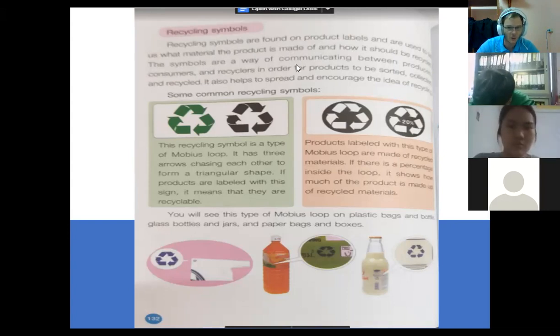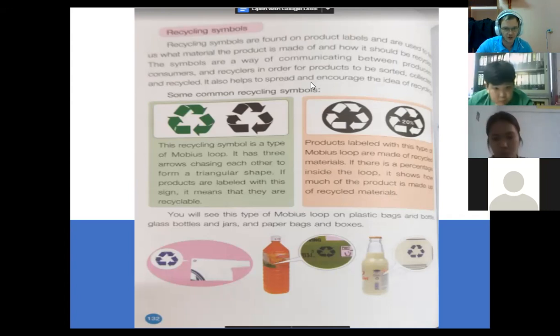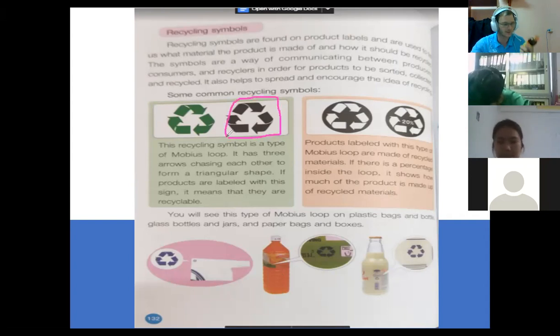The symbols are a way of communicating between the producers and consumers and recyclers in order for products to be sorted collectively and recycled. And it can also help spread and encourage the idea of recycling. So on this little glass bottle, the recycling symbol I see is this one over here. I know it might be a little bit too small for you guys to see, but there is the small recycling symbol.